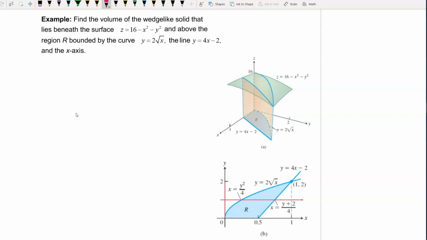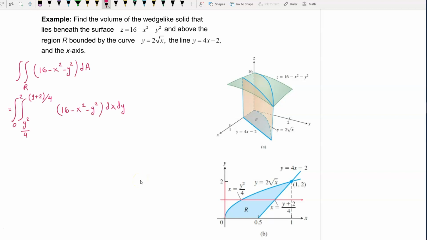Find the volume of the wedge-like solid that lies beneath the surface z equal to 16 minus x squared minus y squared and above the region R bounded by the curve y equal to 2 times the square root of x, the line y equal to 4x minus 2, and the x-axis. So here we have the double integral of 16 minus x squared minus y squared with respect to A. And based on what is given on this part, y is 2 times the square root of x, and here is y equal to 4x minus 2.